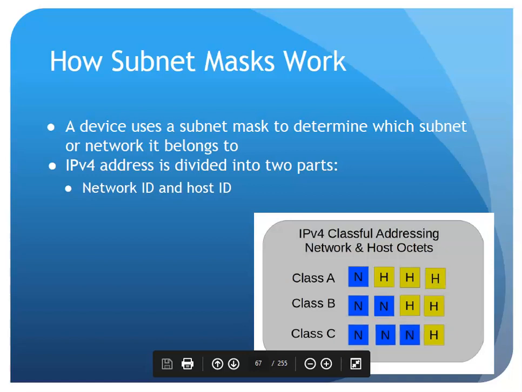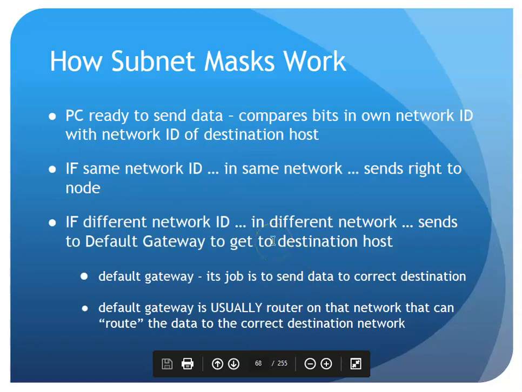That's our defaults. When a PC is ready to send data, it's going to compare the bits in its own network ID with the network ID of the destination. Where is it going? And it'll see, okay, if they're on the same network, it knows to send it right to that node. So if my network and your network are the same, network IDs are the same, it knows to send it directly to that node.